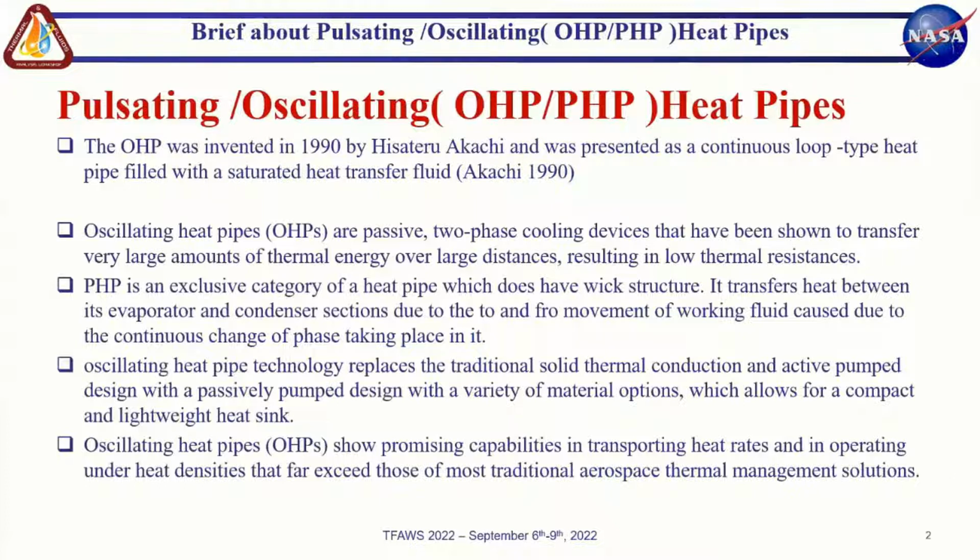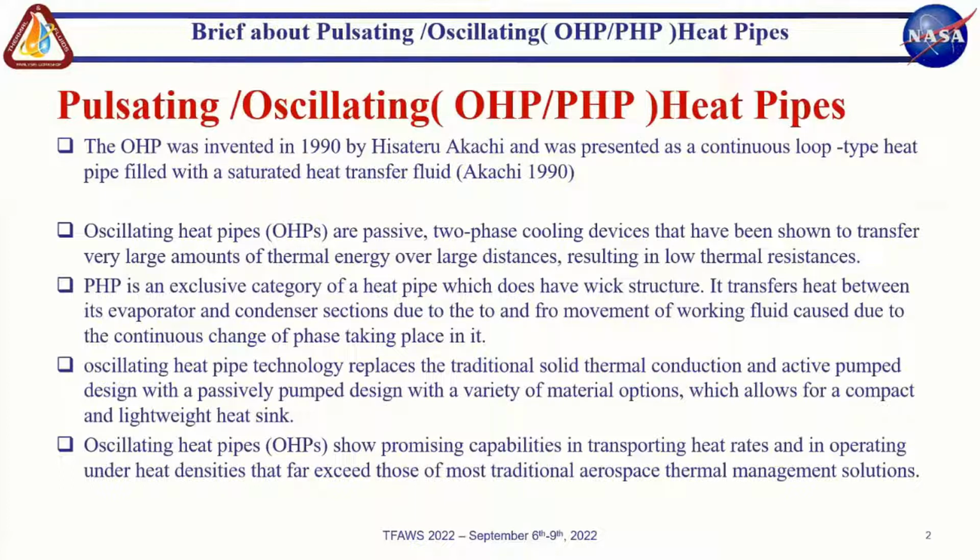A brief about pulsating oscillating heat pipes: in general, the OHP is embodied in a continuous loop type heat pipe. The tube is filled with saturated heat transfer fluid. Oscillating heat pipes are passive two-phase cooling devices that have been shown to transfer various amounts of thermal energy over large distances, resulting in low thermal resistance.